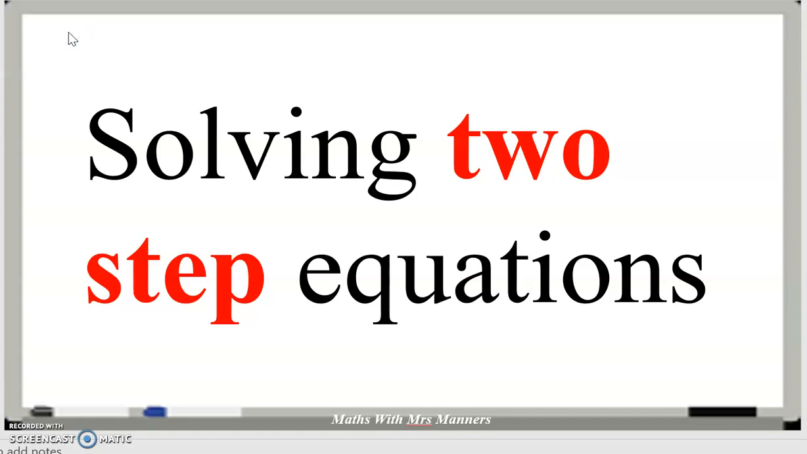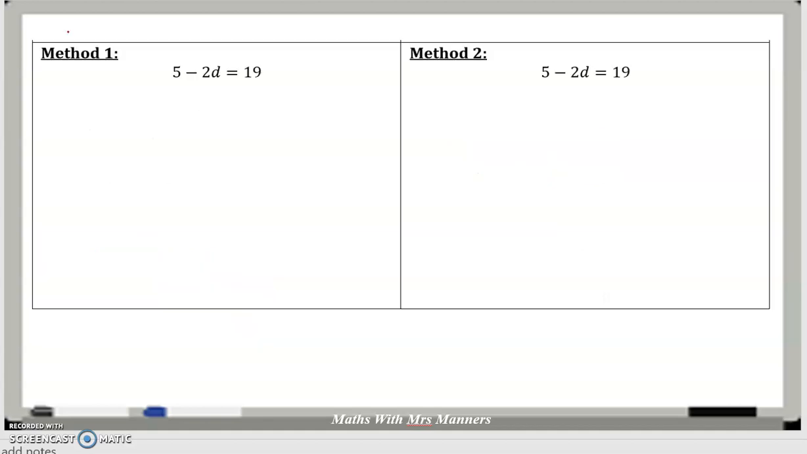This video is on solving two-step equations. So the last video we covered one-step equations. This time around we will be applying inverse operations 2 times. In the last video, when we did one-step equations, we only had to apply the inverse operation once.